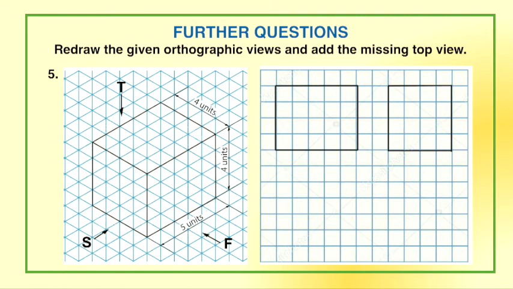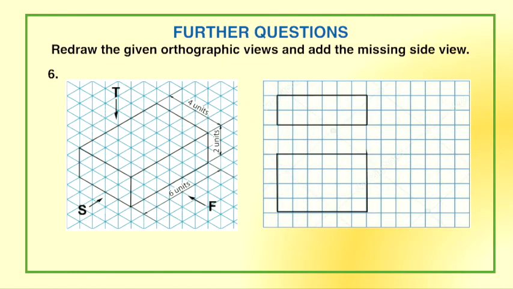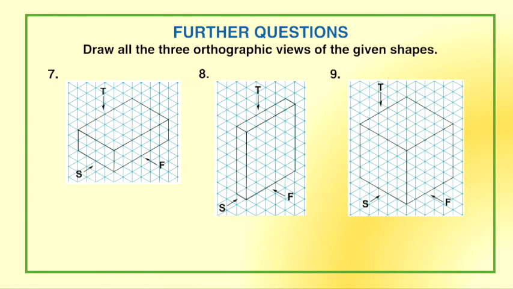For these drawings, add the missing top view. Here, add the missing side view. Now that you have gone through the first exercises, you can attempt to draw all 3 orthographic views of these given shapes.